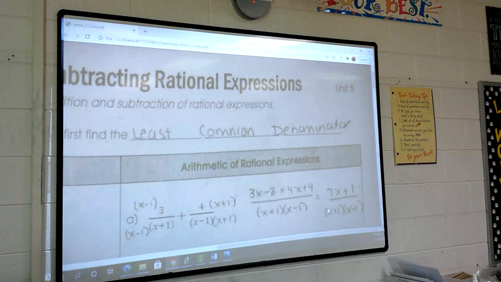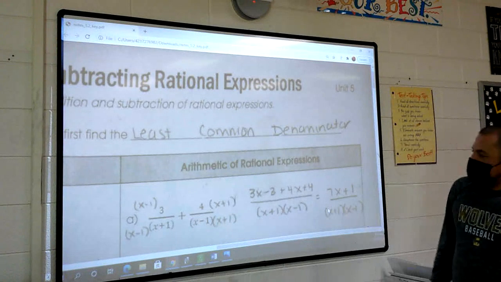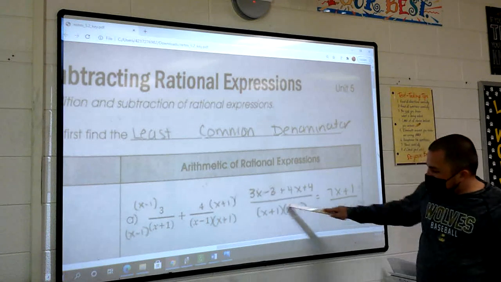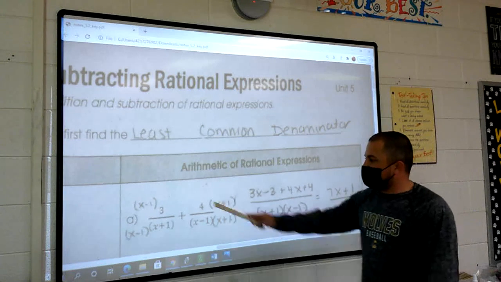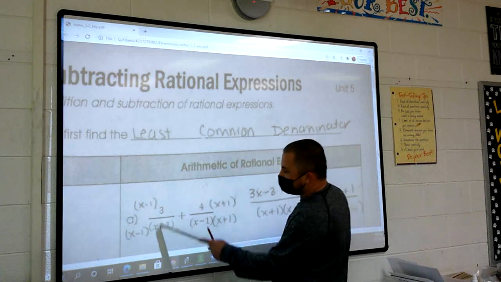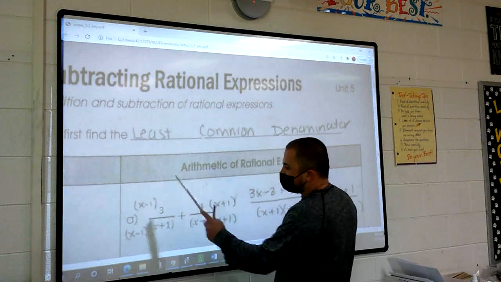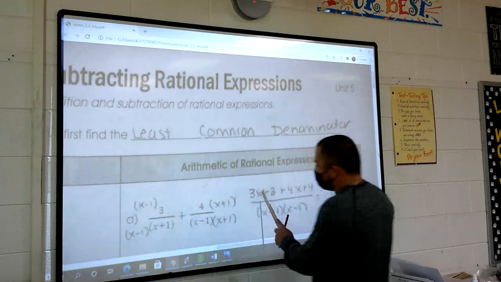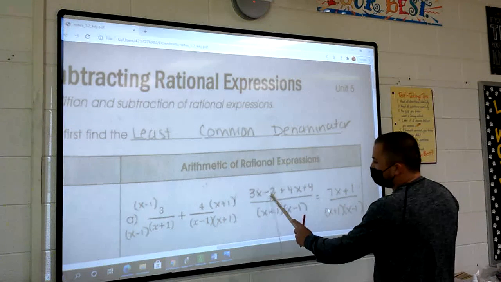So each one of them is missing the other, right? So the first fraction is missing the x minus 1. The second fraction is missing the x plus 1. Now, that gives us a common denominator of x plus 1, x minus 1. Now we look up top. This first fraction had the x plus 1, so we're going to multiply it by x minus 1. So 3 times x minus 1. 3 times x is 3x, and 3 times negative 1 is negative 3.